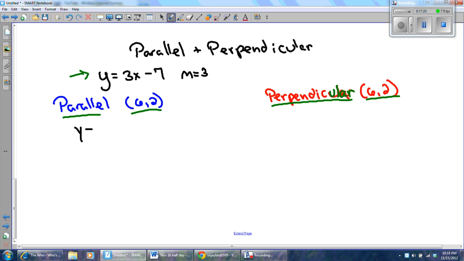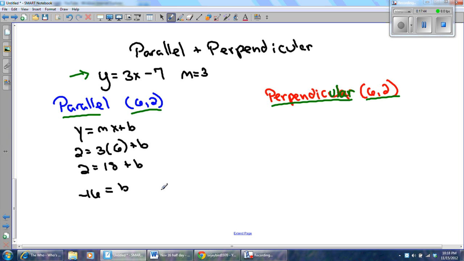I'm going to use y equals mx plus b. I'm going to fill in my y, fill in my slope, fill in my x-coordinate, and solve for b. We get 2 equals 18 plus b. b is going to equal negative 16. I know m, I know b. I'm going to get y equals 3x minus 16.